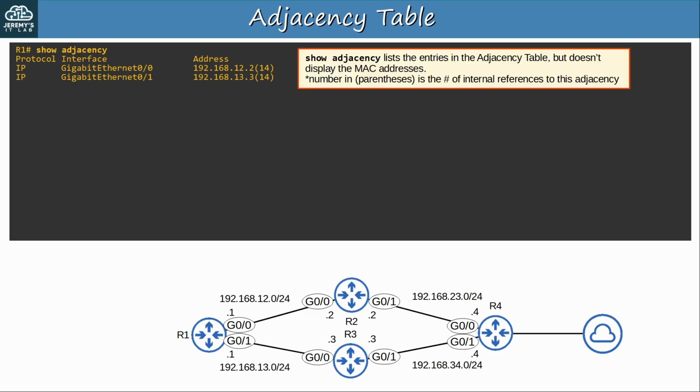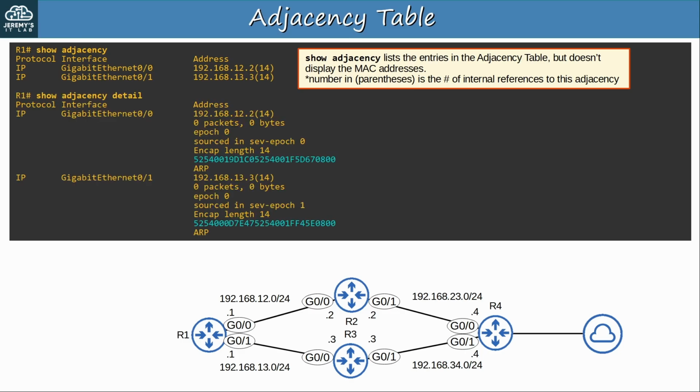This command lists the entries in the adjacency table, but doesn't display the MAC addresses. And by the way, the number in parentheses is the number of internal references to this adjacency. In this case, both entries have 14 references. I doubt you'll be asked about that on the ENCOR exam. I just wanted to point out what it means. So this command is fine if you just want to see what layer 2 adjacencies the router has.